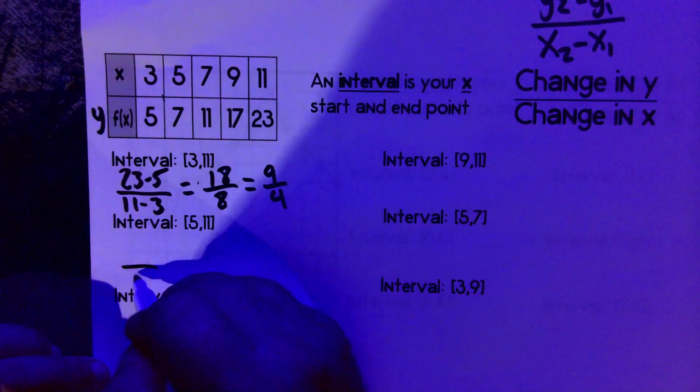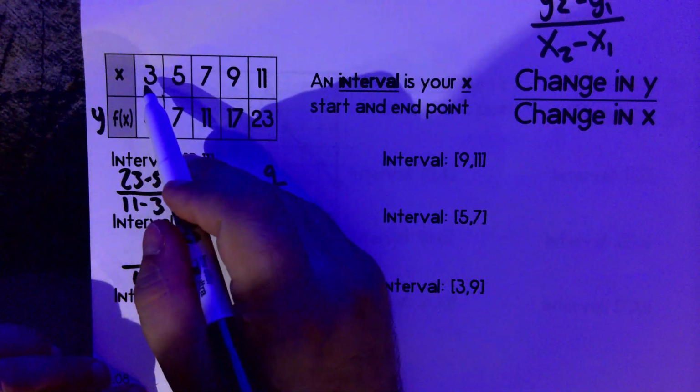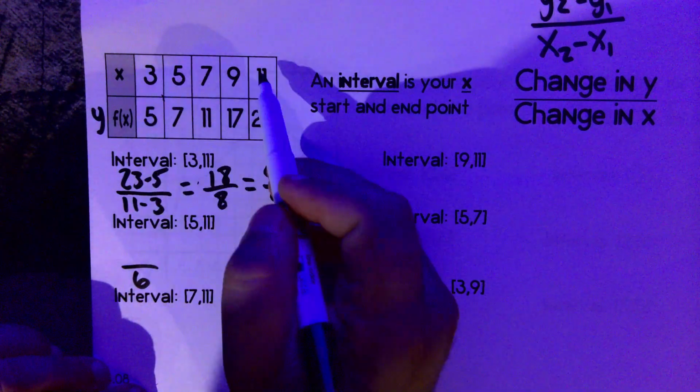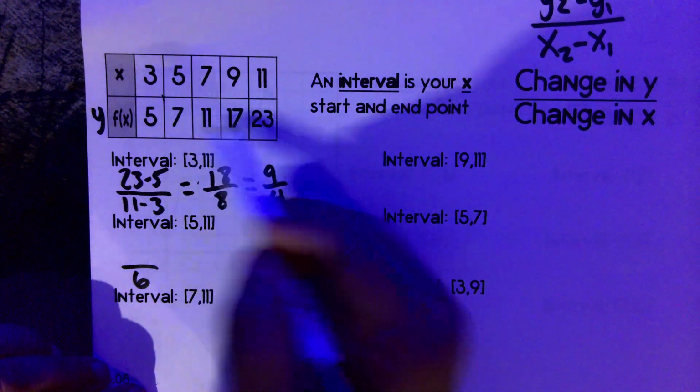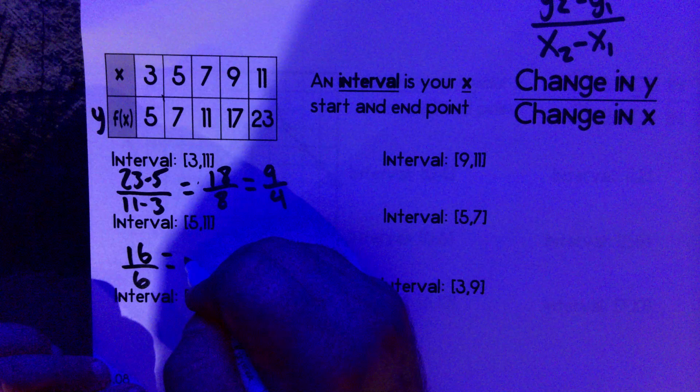All right, so what's the change from 5 to 11? Well, from 5 to 11, it went up 6. And then on the y, from 7 to 23, it went up 16. So that's 8 over 3.